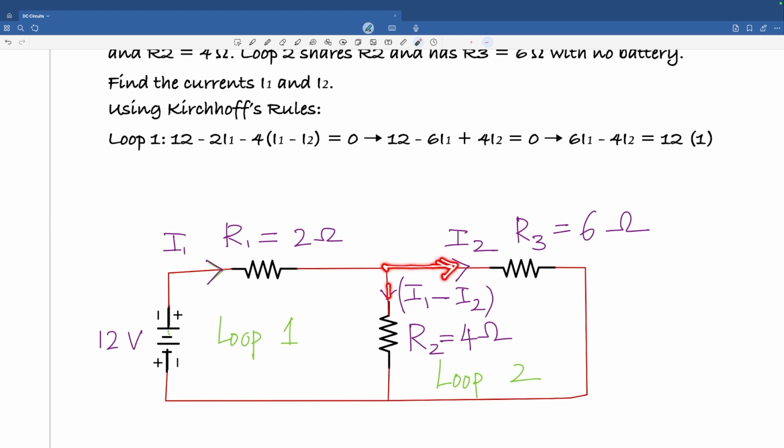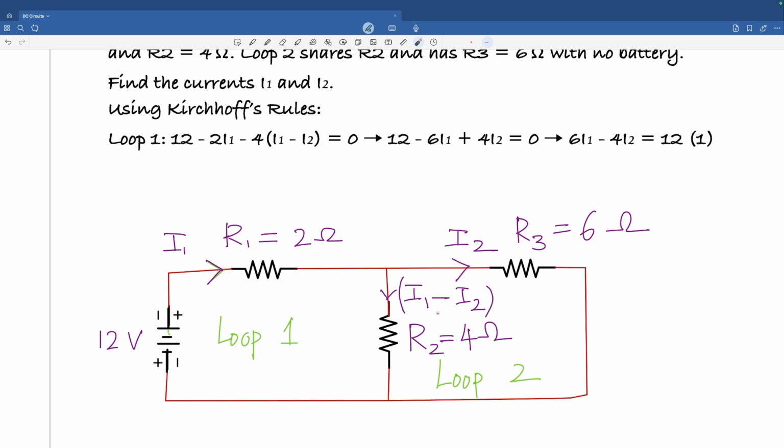Now we need not call this I3. We can be smart and call this I1 minus I2, because if you call it I3, then you're going to increase the number of variables. Is that clear? Because one thing is sure, that when you add I2 with this, you must get I1, because whatever current is coming in, which is I1, must be equal to the total going out. So that's why we have called this I1, called this I2, and this must be I1 minus I2.